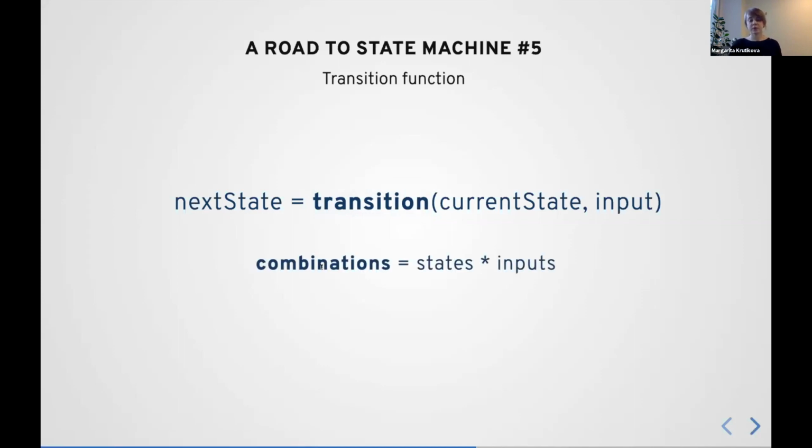So the number of those combinations is going to be the number of states multiplied by the number of inputs. In our case, we have 3 states and we have 3 inputs. So essentially, we need to cover all 9 combinations here in our transition function. At first, it might seem a little bit overwhelming that you really need to go through all 9 combinations.